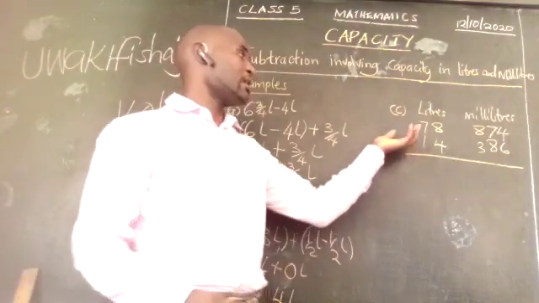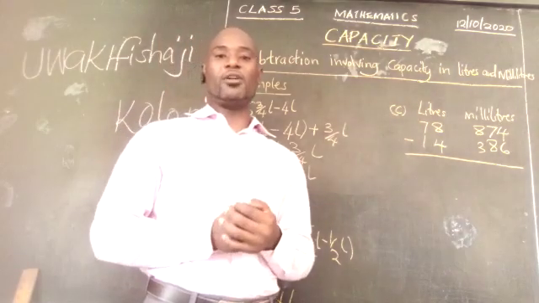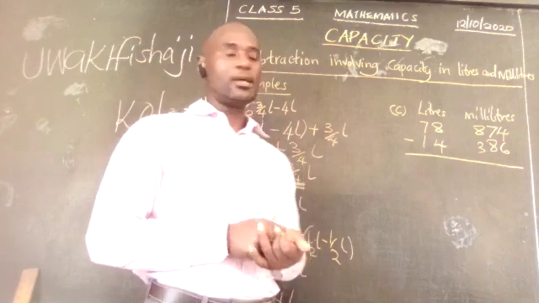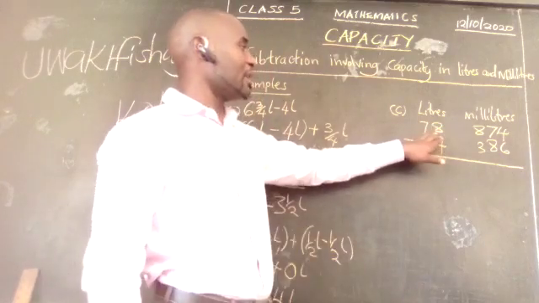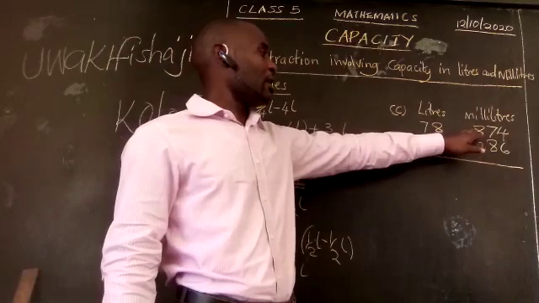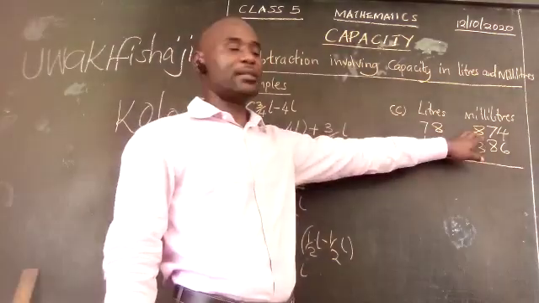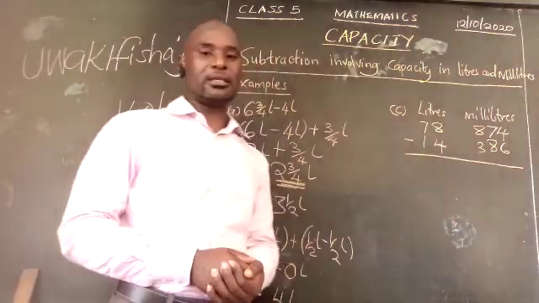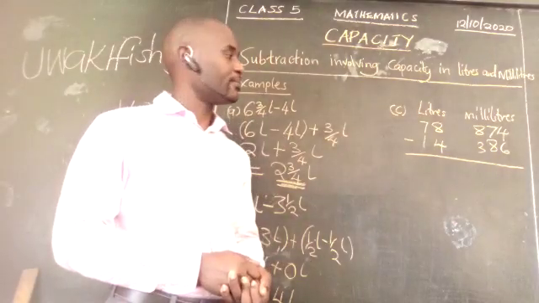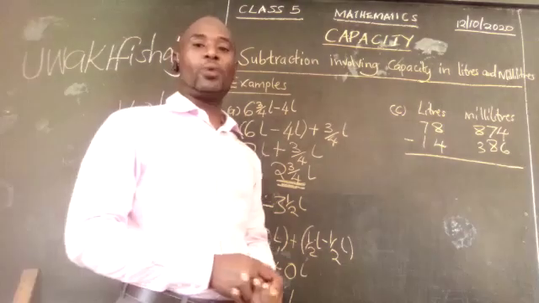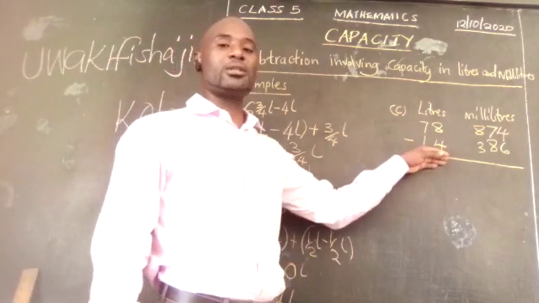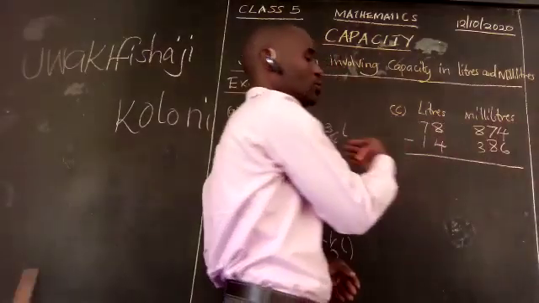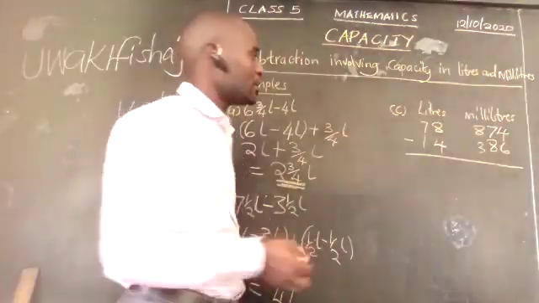Now I want to look at the next question that involves whole numbers only. We have 78 liters, 874 milliliters, subtract 14 liters, 386 milliliters. So when we want to carry out subtraction in this question, we start from our right going to our left.